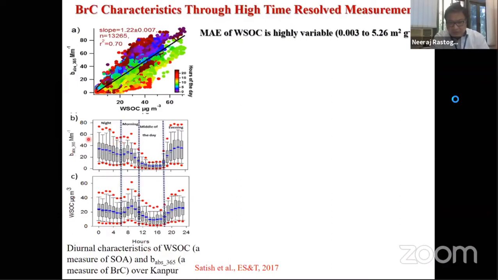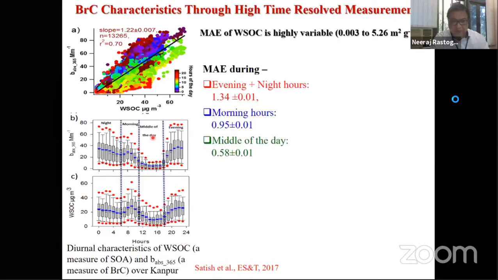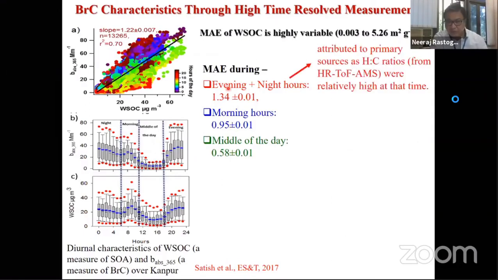And we divided this into three parts. Night plus evening we put together, morning we separated, and middle of the day we separated. What we noticed is that the average MAE during evening plus night hours was about 1.34, for morning hours 0.95, and middle of the day 0.58. So within the whole day, from 0.6 to 1.3, there is a large variability in MAE of BRC.